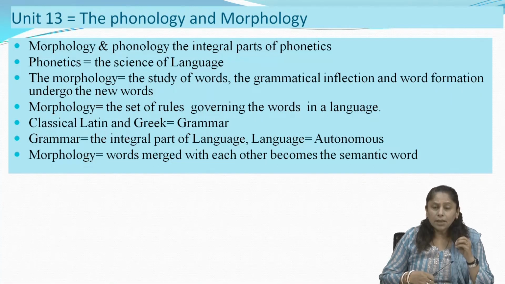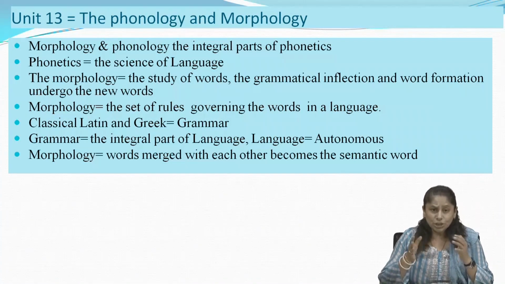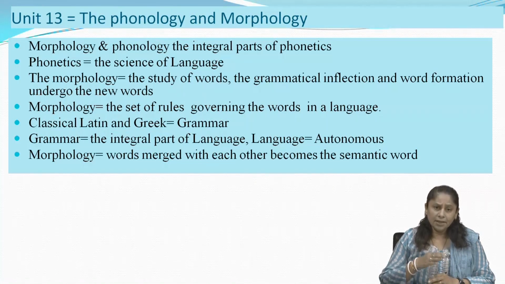There are basically two main parts which are known to create the grammar: classical Latin and Greek language. And due to these two languages, there is an understanding, there is a concept that English grammar comes out of the classical Latin and Greek language. Grammar is the integral part of language, and language is an autonomous thing. Language is a self-sufficient thing. Language is known to be the individual thing.